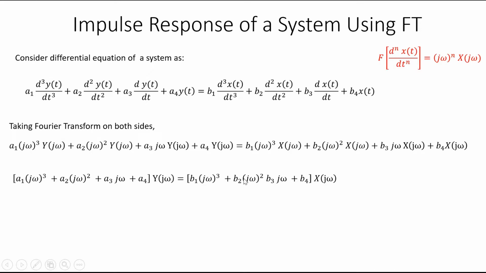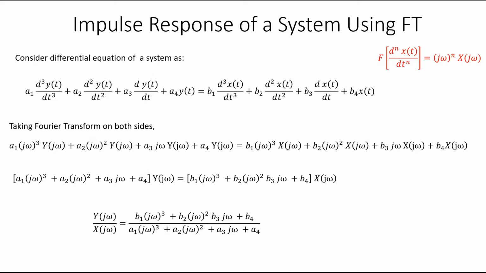Then we can find the ratio y of j omega divided by x of j omega. This becomes the numerator b1 (j omega) cube plus b2 (j omega) square plus b3 j omega plus b4, and the denominator a1 (j omega) cube plus a2 (j omega) square plus a3 j omega plus a4. So this is the ratio of y of j omega by x of j omega. Y of j omega means the Fourier transform of the output and x of j omega means the Fourier transform of the input signal.